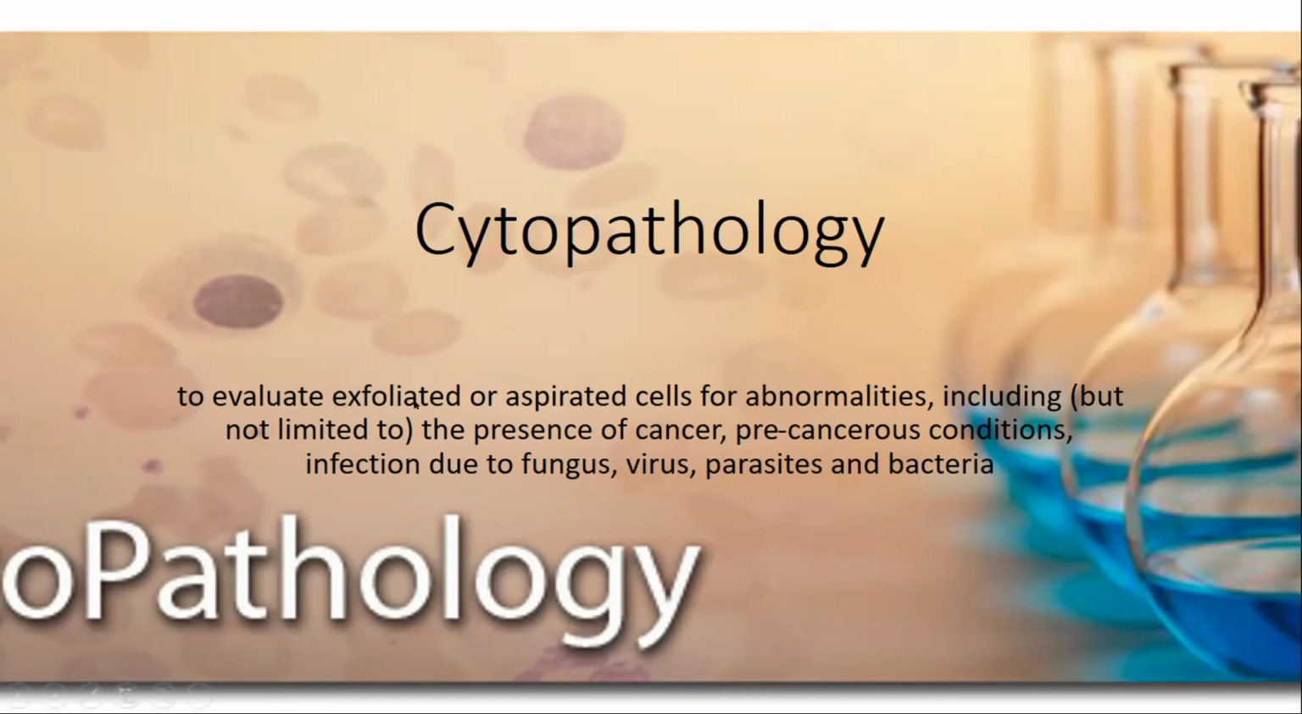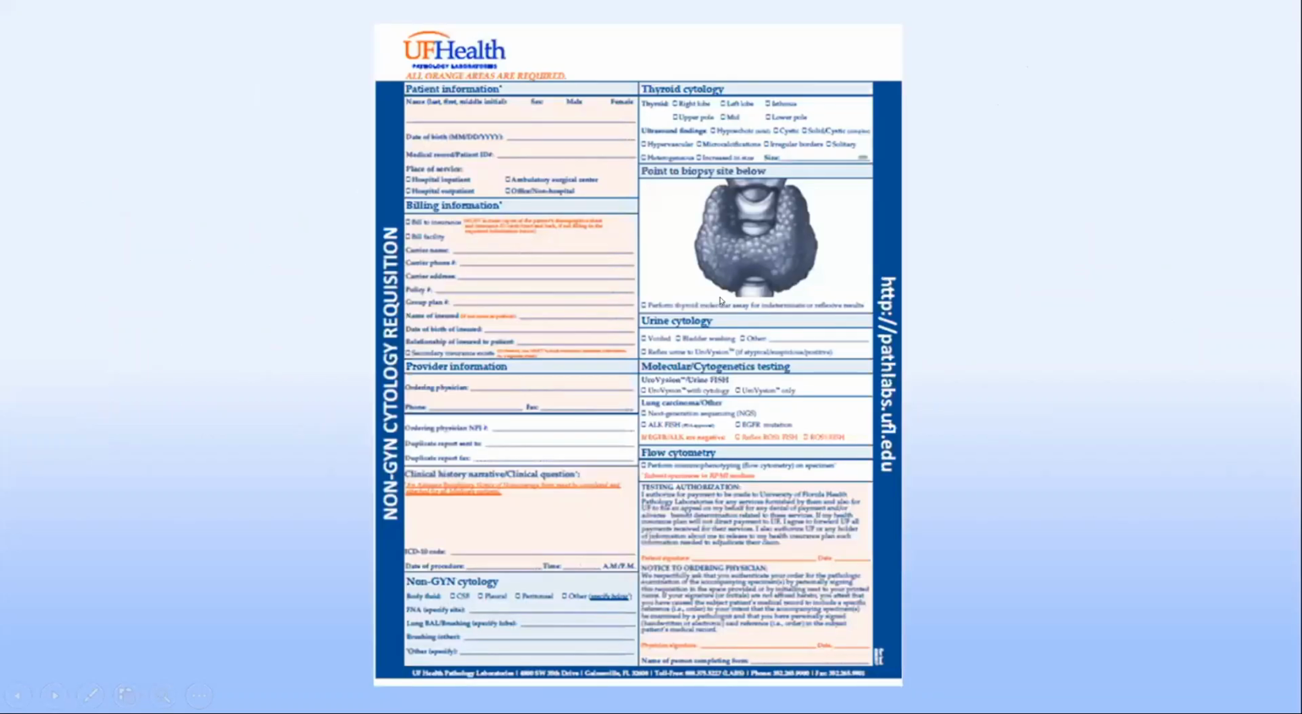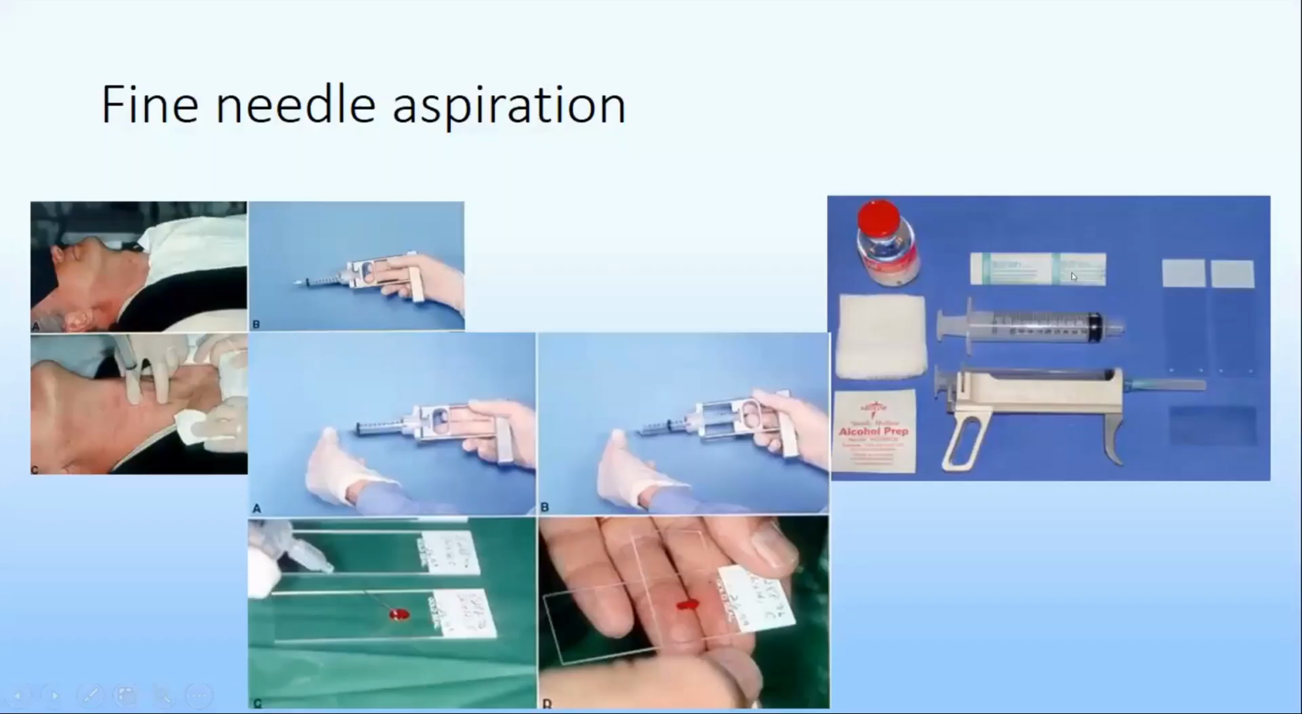So basically, to evaluate exfoliative or aspirated cells for abnormalities, including but not limited to the presence of cancer, precancerous condition, infection due to fungus, virus, parasite, or bacteria. So we have fine needle aspiration. Basically, the purpose is to obtain diagnostic cells from a designated site without using open biopsy techniques. So it depends where you are. This is a very comprehensive form when it comes to cytology. I think this must be from the private lab. Some of you are probably familiar.